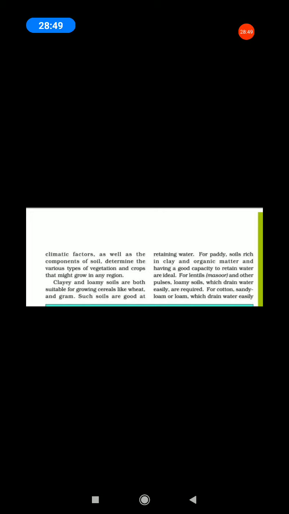Determine the various types of vegetation and crops that might grow in any region. The clay and loamy soils are both suitable for growing cereals like wheat and gram. Underline the words, clay and loamy soil. Such soils are good at retaining water.